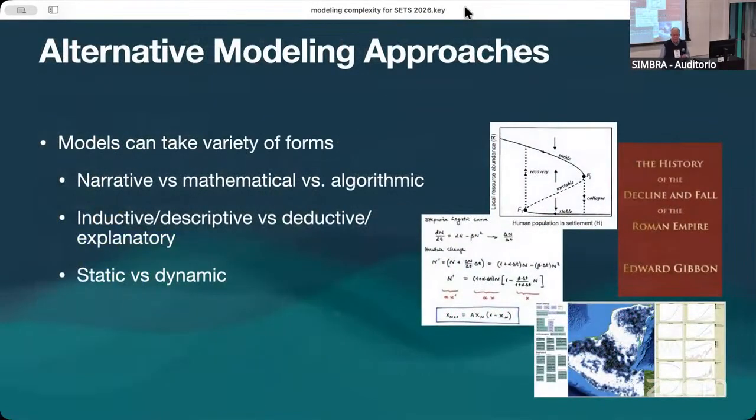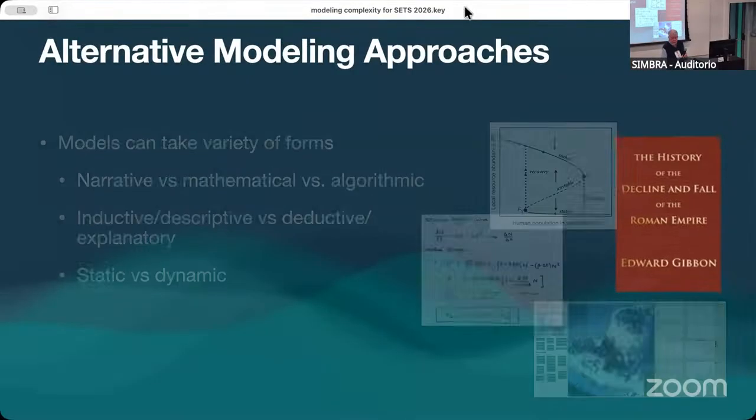Of course, models can take a bunch of different forms. You can have narrative models, I mentioned those. You have mathematical models, you can have algorithmic models. They can be inductive, they can be descriptive, explanatory, deductive. We have static models, a lot of statistical models. We can have dynamic models. A lot of agent-based models are those kind of dynamic models.